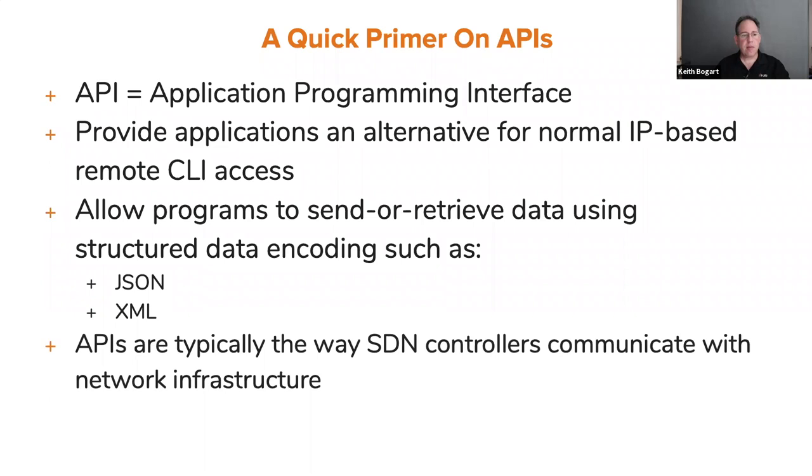So that third bullet point really answers the question of, okay, if the API is not actually expecting me to send an iOS command, like router OSPF 1, network 5050.000 area 5, if it's not expecting that, what is it expecting? Well, it's expecting the information to come in a different format. And that format will probably be either JSON format or XML format.